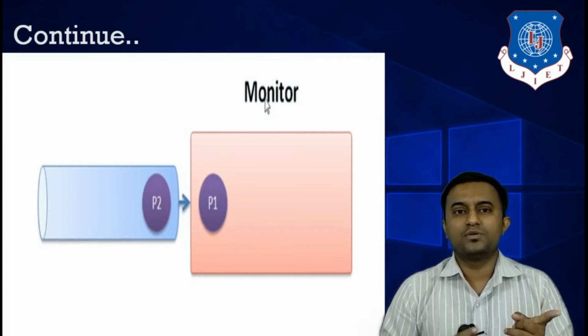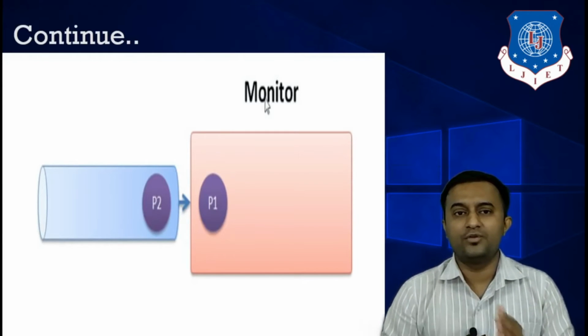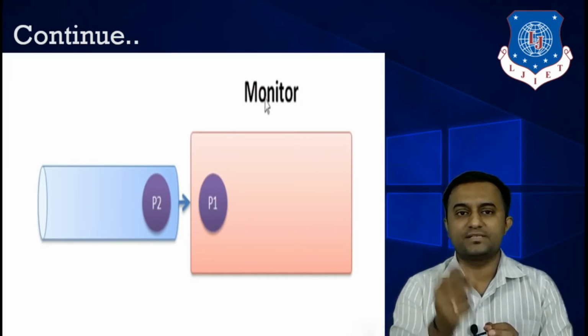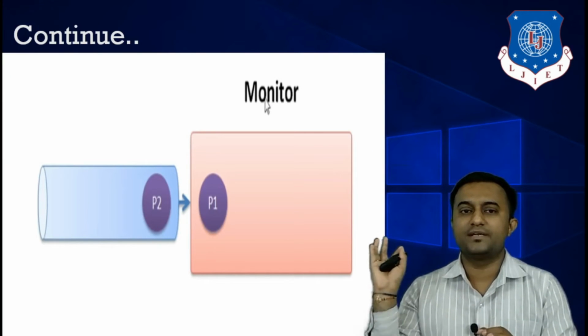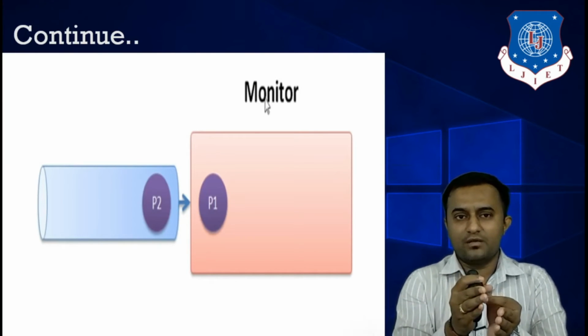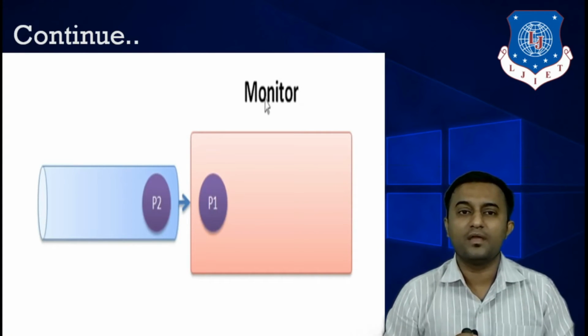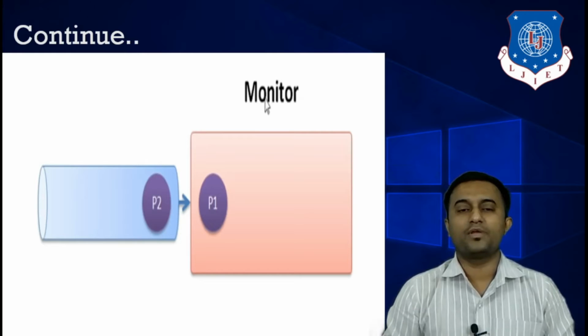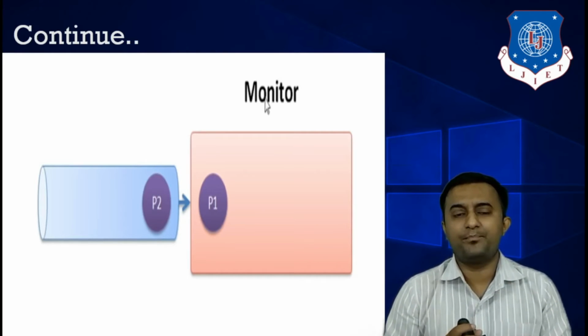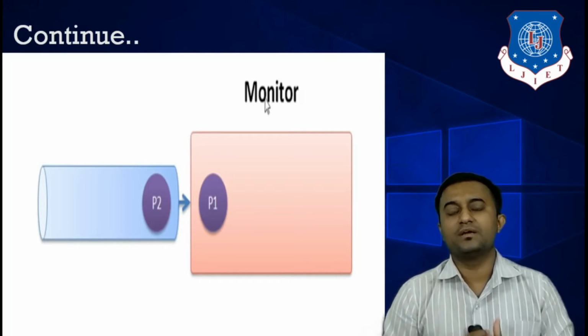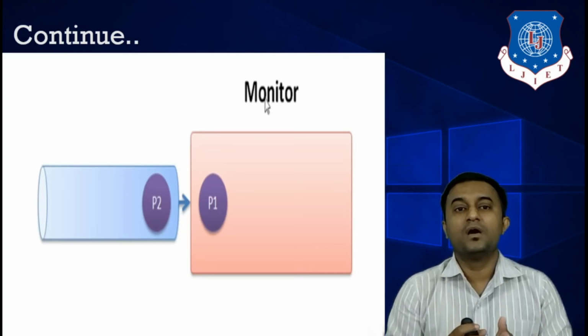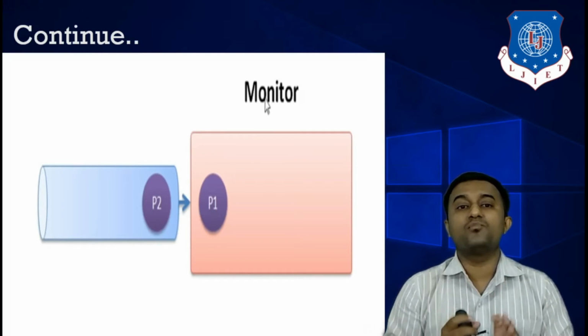As I told you, P1 is already using, entered into a monitor. So it means P1 is already entered into a monitor and P1 is using shared resource A. But at the same time, if another process is requesting, that process would be stored in a monitor queue.